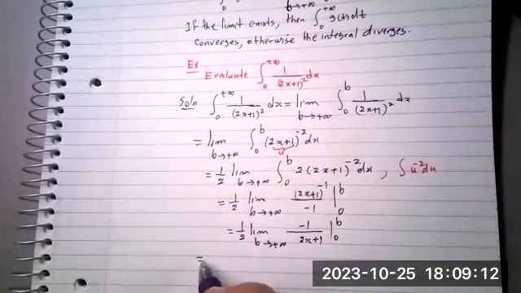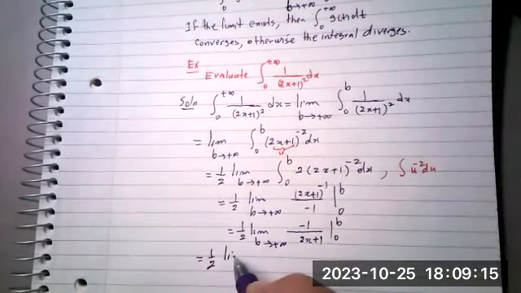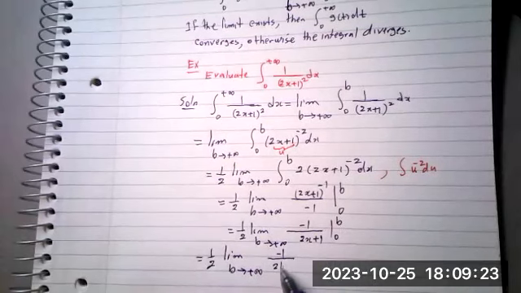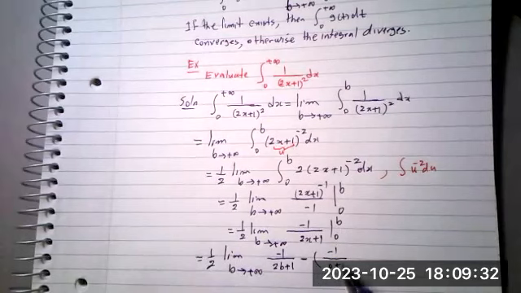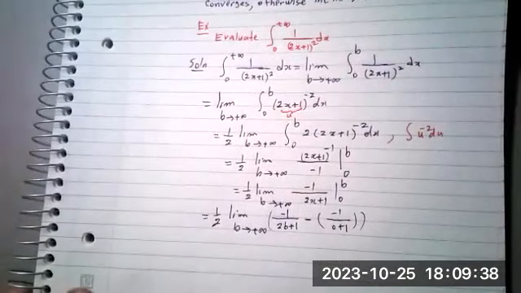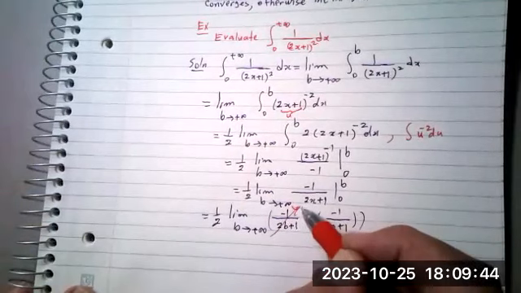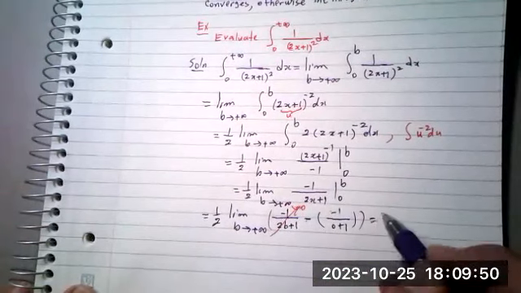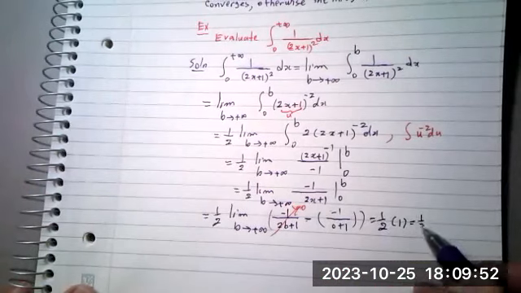Substitute. So it's going to be 1/2 the limit as b goes to positive infinity. If you substitute b for x, that gives you negative 1 over 2b plus 1. But if you substitute 0, that gives you negative 1 over 0 plus 1. And then when you're done, you take the limit as b goes to positive infinity. When b goes to positive infinity, the denominator would be infinity, so this fraction would be 0. And this is simply negative, positive. So the result would be 1/2 times 1, which is 1/2.